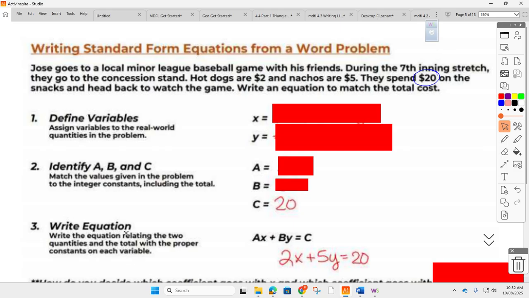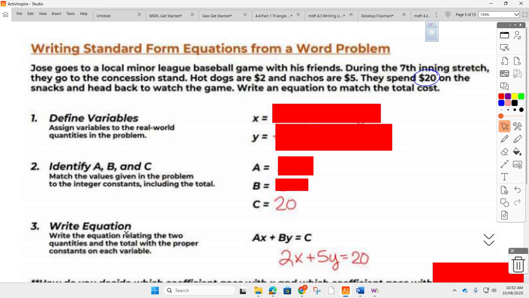So what is this term? Based on this, we should know what this term represents, because we're talking about a total amount of money spent. So if 2 is the a, and it is, what does the x represent?